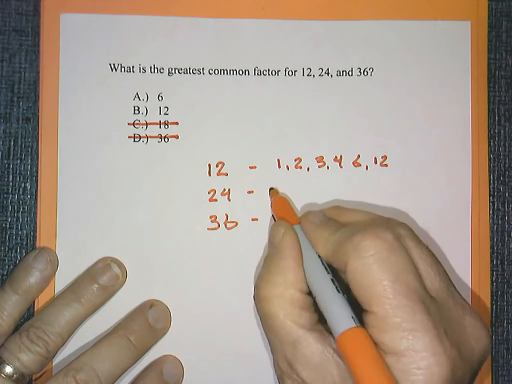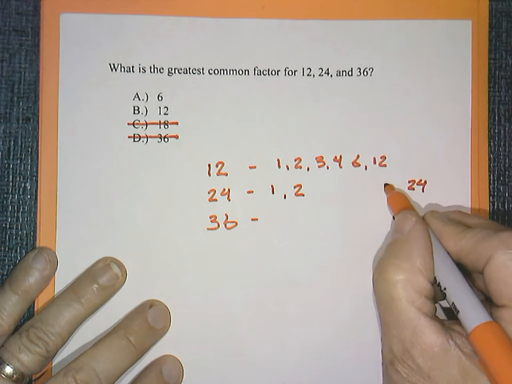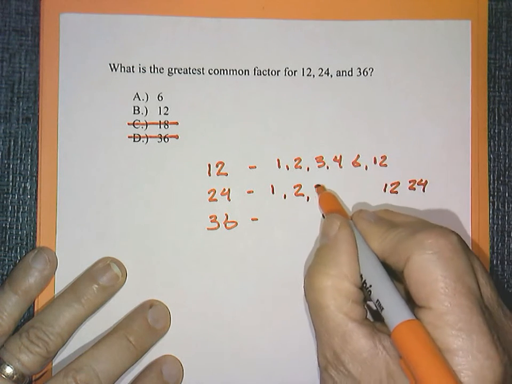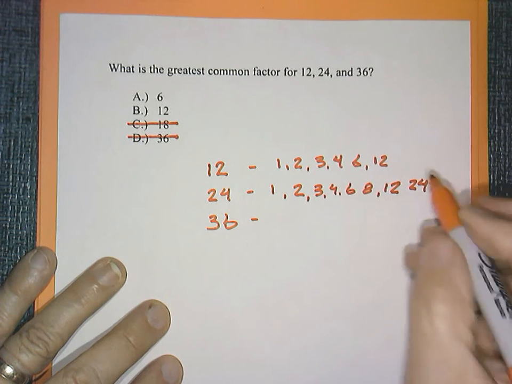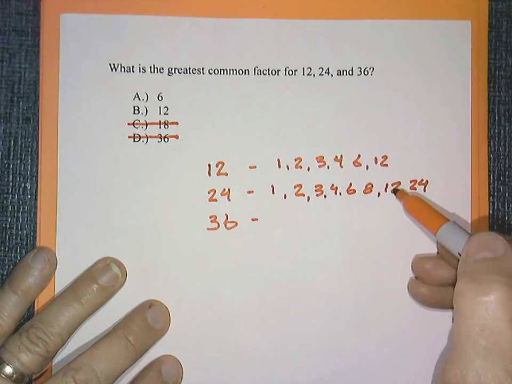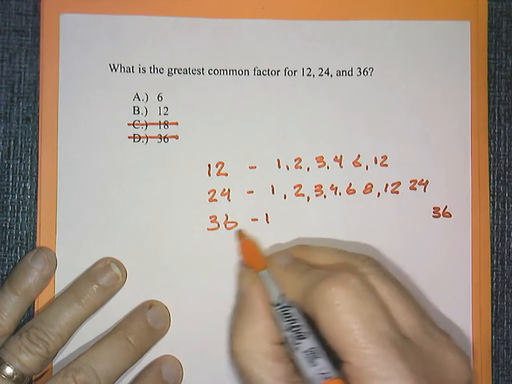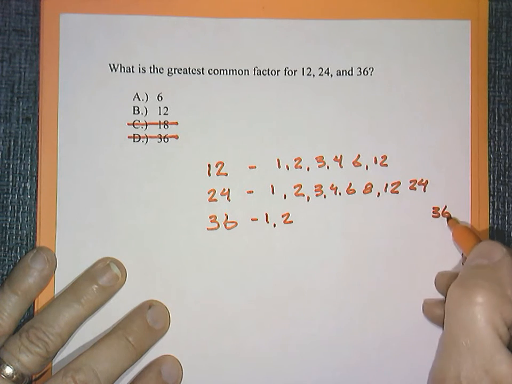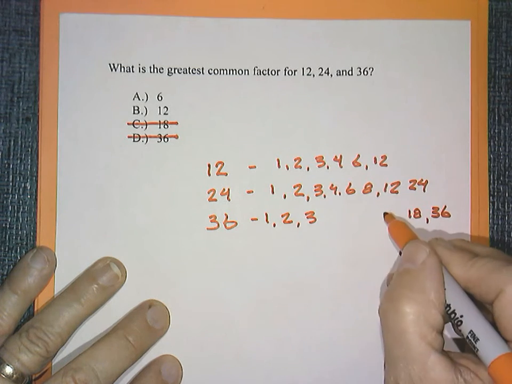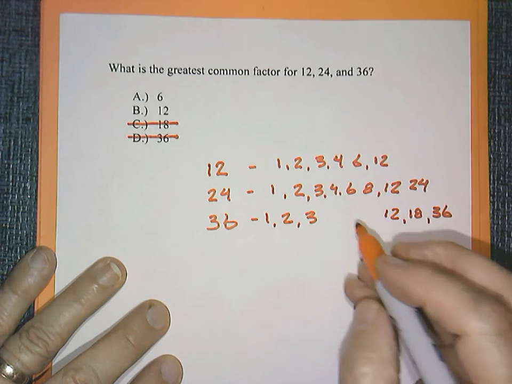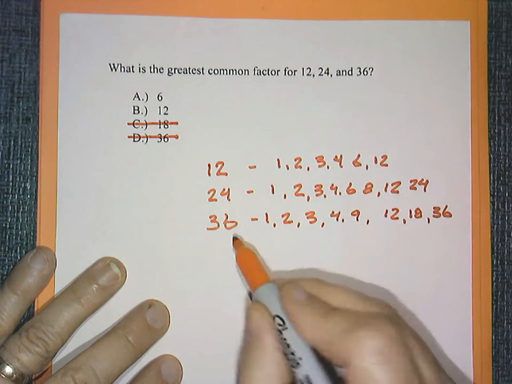Let's look at the 24. We have 1, 24, 2, 12, 3 times 8, and finally 4 times 6. I'm seeing both the 6 and the 12, so we're going to have to go to our third number, 36. 36 is an even number, so 2, and if you were to divide that by 2, you would get 18. 3 and 12, and 4 times 9 also equals 36.